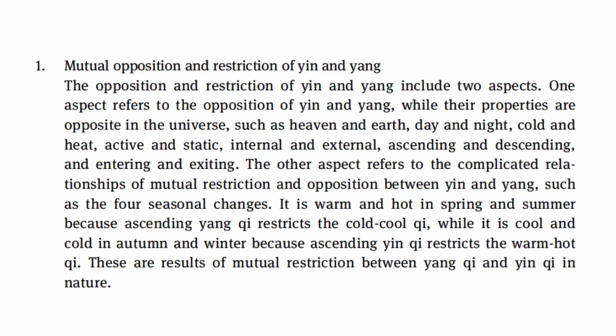The other aspect refers to complicated relationship of mutual restriction and opposition between yin and yang, such as the four seasonal changes. It is warm and hot in spring and summer because ascending yang qi restricts the cold, cool qi, while it is cool and cold in autumn and winter because ascending yin qi restricts the warm, hot qi. These are results of mutual restriction between yang qi and yin qi in nature.